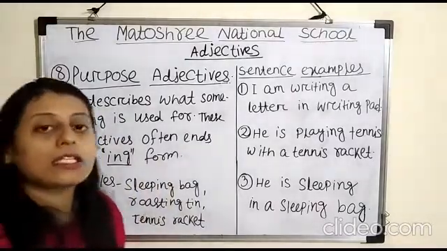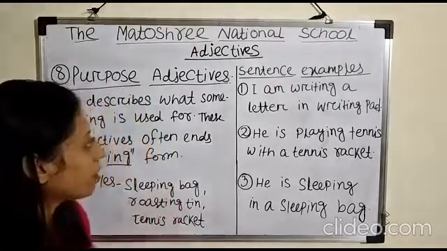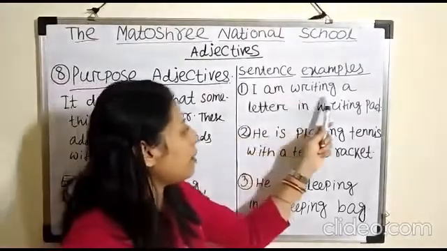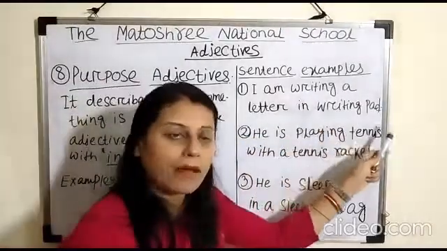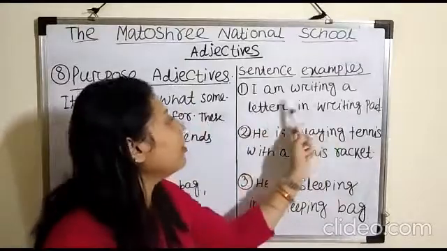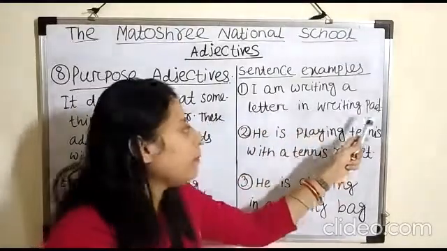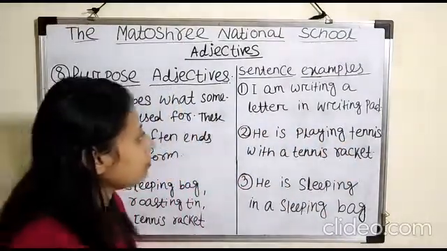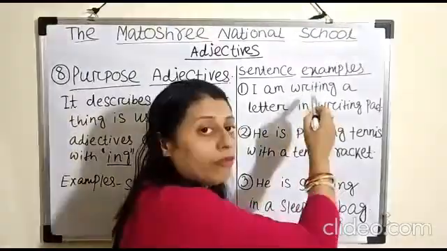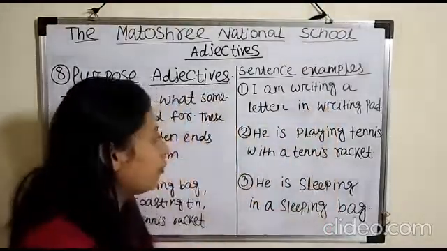Now let's see some sentence examples. First, I am writing a letter in writing pad. So here the writing is a verb, action word.